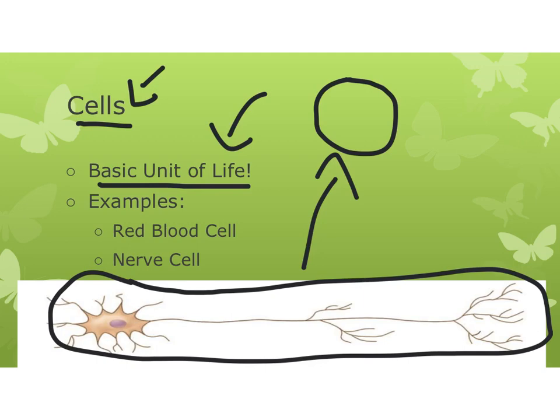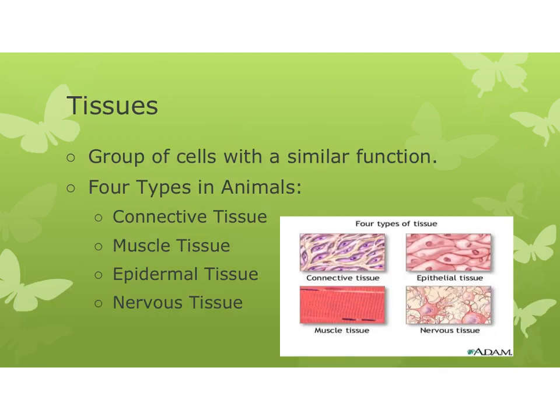Okay, so now if I took a bunch of cells and put them together, the next biggest level of organization would be a tissue. You can think of this as grouping a bunch of cells that have a similar function together. If all the cells in one area of the body were working toward the same common goal, they would be considered a tissue. Now, there are 4 types of tissues that are found in animals.